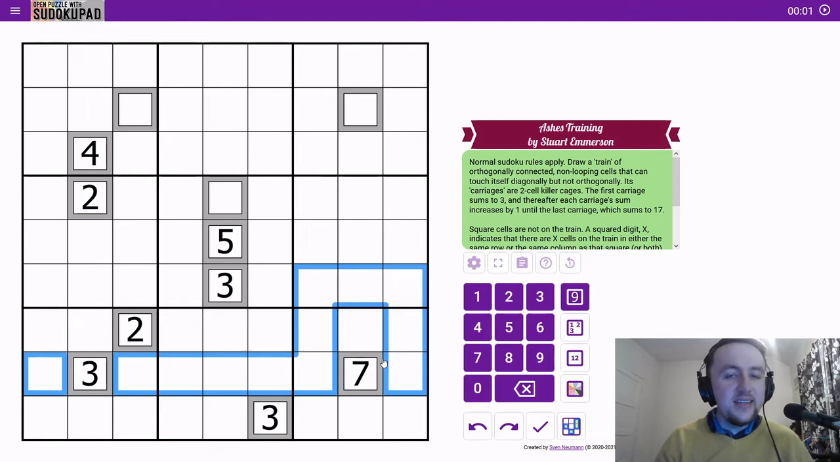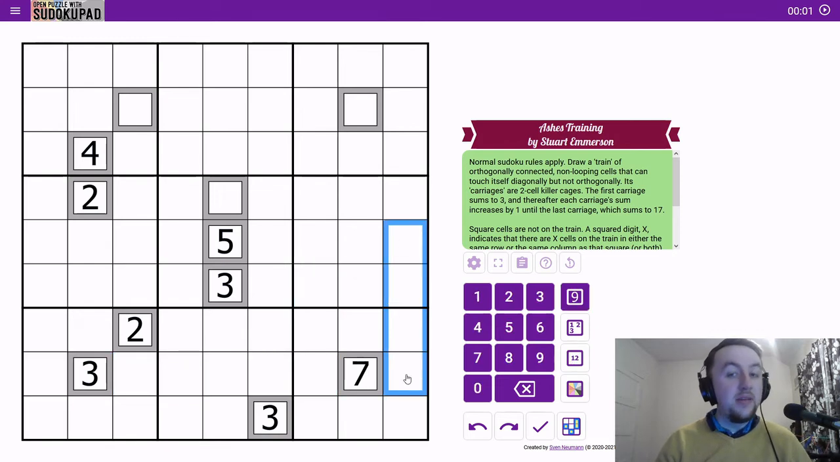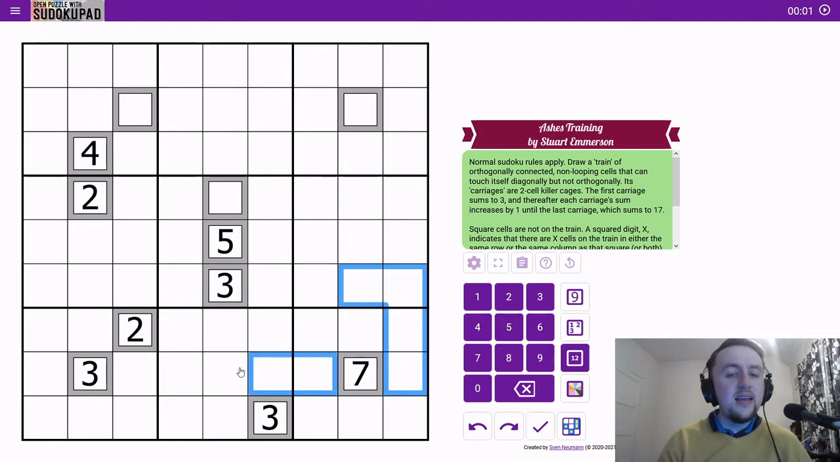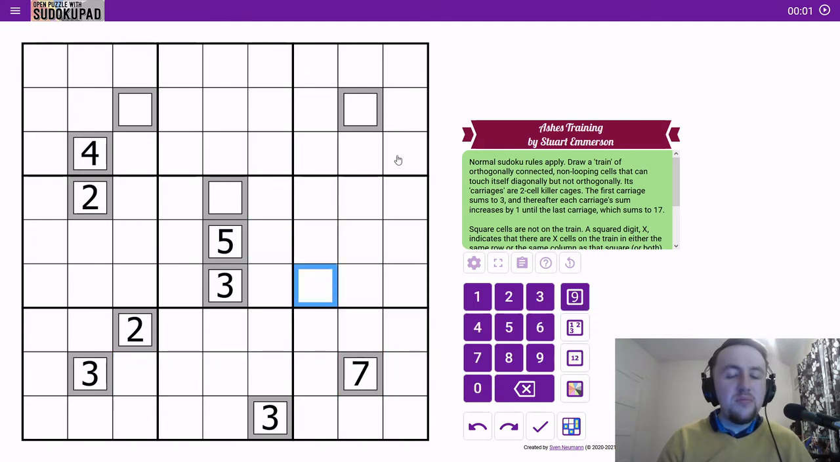I think there is a more elegant way to prove that. It certainly can't go any further because that would mean 4 in a row at the end of the train. And once it does that and it needs to get back to here, it can't wiggle anymore, I don't think. Yeah, there's no way of making it wiggle anymore without it touching itself orthogonally. So I think there is a more elegant proof of that. If you've spotted it and you're screaming at your screen right now, please do let me know in the comments.